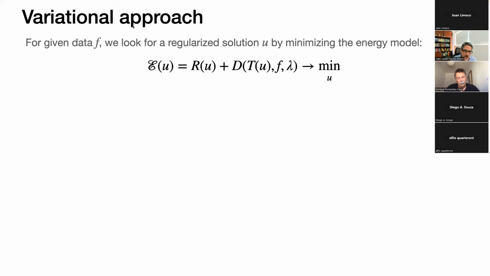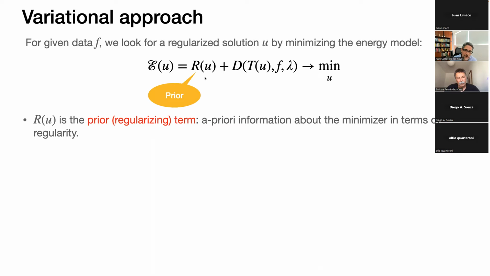And in the variational approach for inverse problems, what you do is consider, instead of the equation from before, an energy model that you have to minimize. So you have an energy that incorporates two terms. The first one is the a priori information you may have about the solution. So this incorporates, for instance, if you know that the solution is piecewise constant, this is valuable information that you can incorporate in the energy model using a certain term, but you can also incorporate, for instance, some smoothness condition that you may know about the solution.